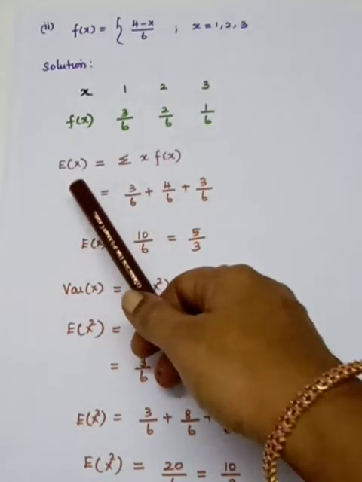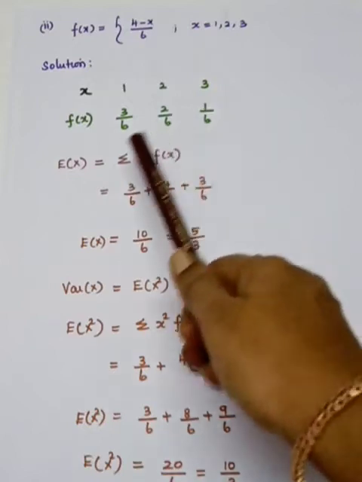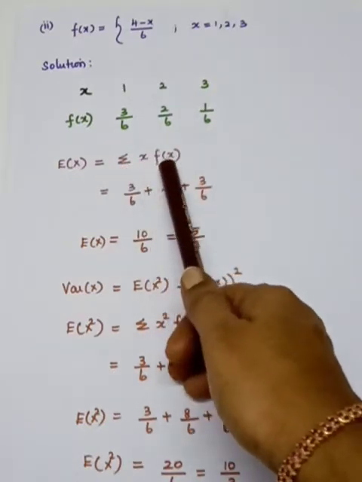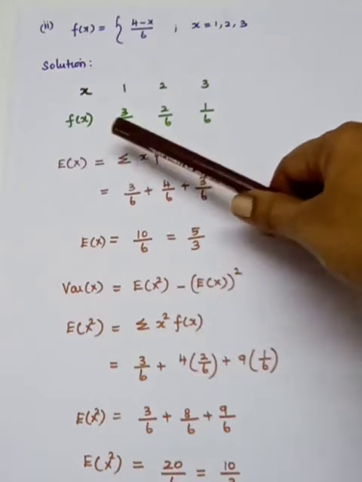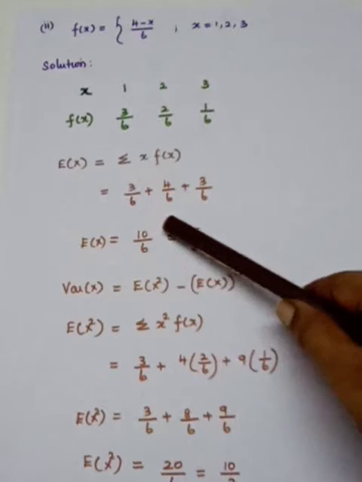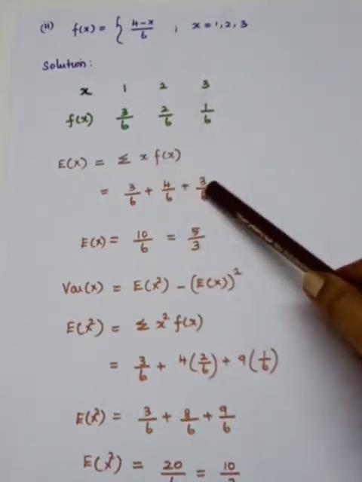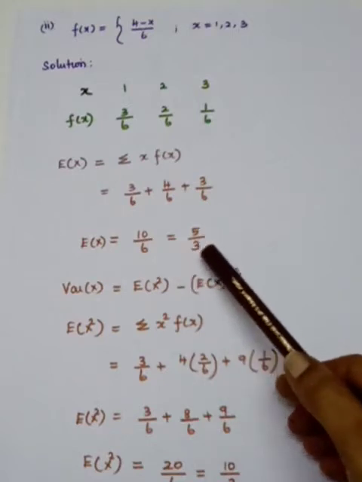Now you have to find the mean. What is mean? E of x. So it is a discrete random variable. So it's a summation of x into f of x. So 1 into 3 by 6 plus 2 into 2 by 6. So 2 into 2 by 6 is 4 by 6 plus 3 into 1 by 6, 3 by 6. So if you take LCM, 10 by 6, that is equal to 5 by 3.